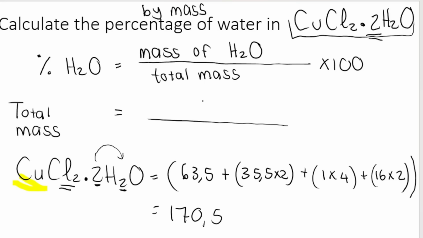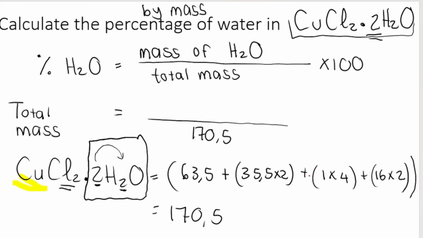170,5. So at the bottom, the total mass is 170,5. Now at the top is the mass of the water. Just the mass of the water. When I say the water, I mean the water within this compound. So it's this piece. And we kind of already worked that out. It's part of our first calculation.